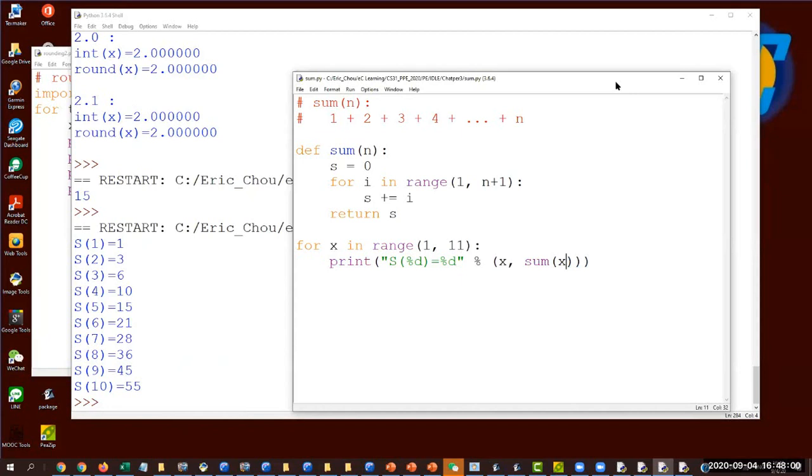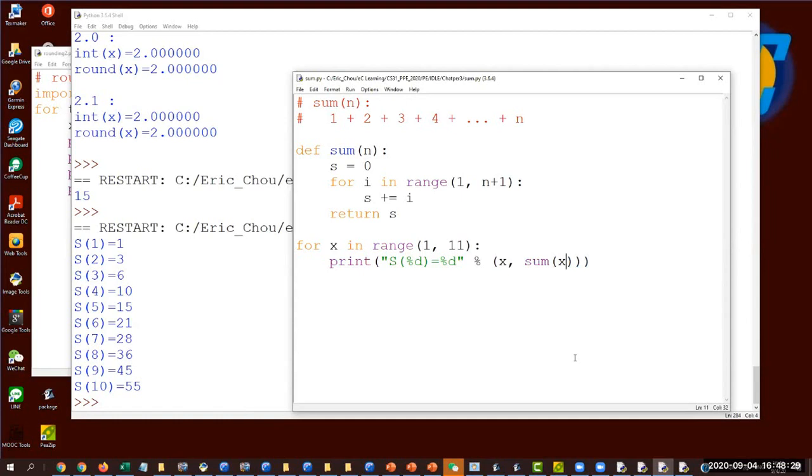Are you confused? Which part? So S1 means the sum of 1 to 1. S2 means the sum of 1 to 2, so 1 plus 2. S3 will be 1 plus 2 plus 3, so it's actually 6. Is that okay?